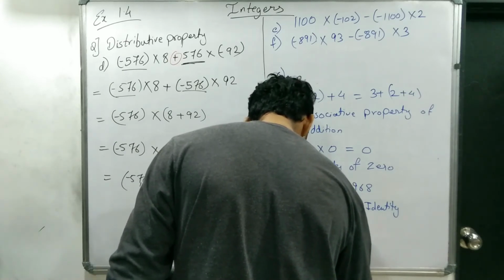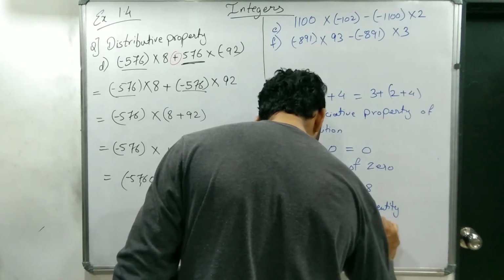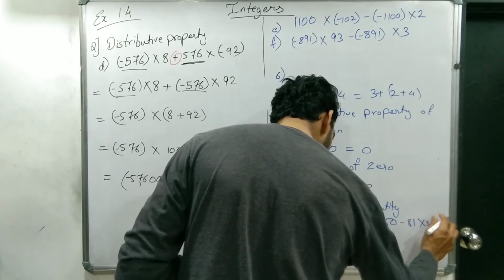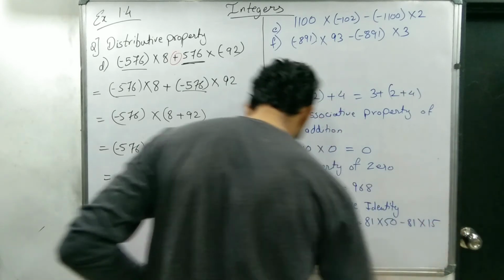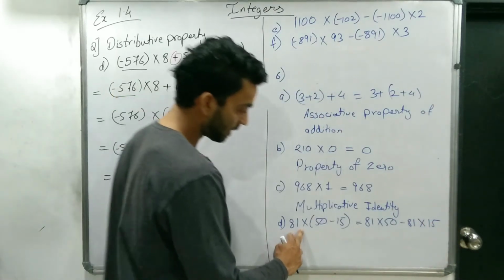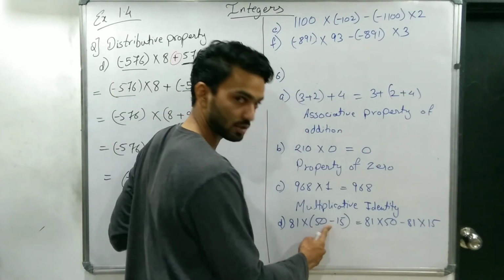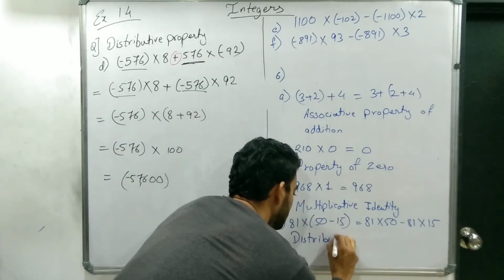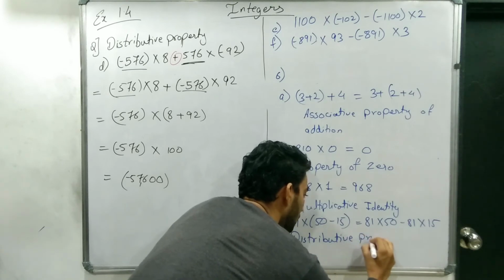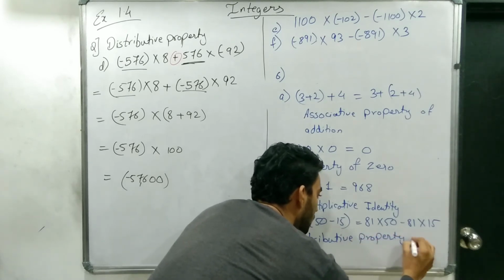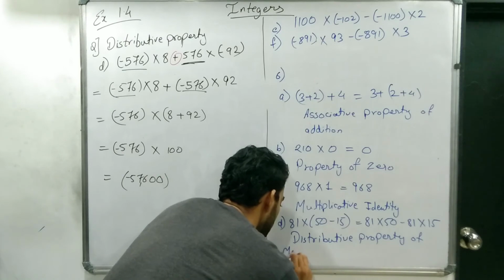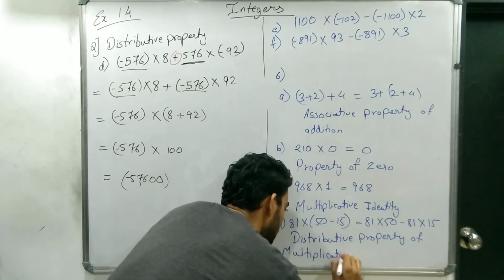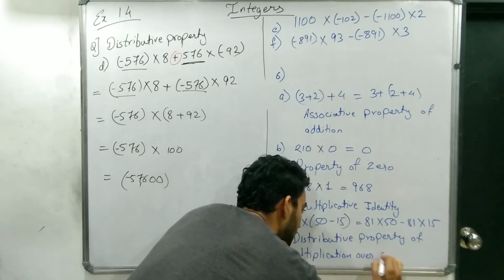81 into 50 minus 15 equals to 81 into 50 minus 81 into 15. So this is multiplication over a bracket where subtraction is there, means it is distributive property of multiplication over subtraction.